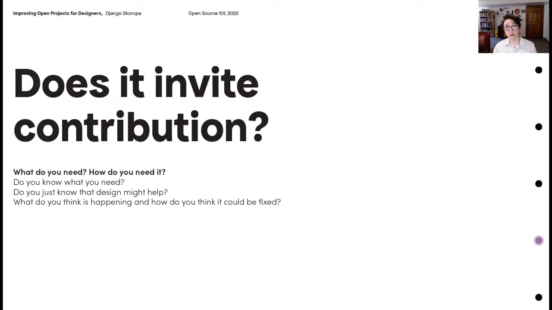I mean, hey, maybe you didn't know this, but your rear window motor was broken. Well, we fixed that, but you didn't fix the oscillation. So what do you think is happening? And how do you think it could be fixed? Does it invite contribution?